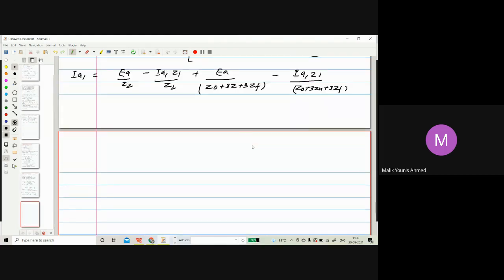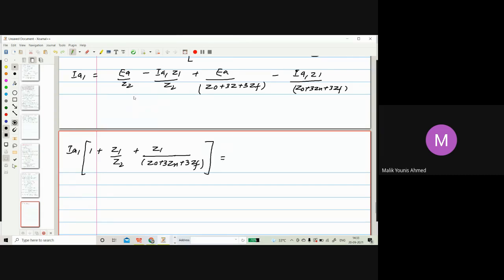Now you can see I'm trying to get IA1 common. That's the objective here. We'll take all the IA1 terms on the left hand side. So IA1 we'll try to get common. Here it is bracket. This one will be 1. This term here will be plus Z1 by Z2. This term here will be plus Z1 divided by Z0 plus 3Zn plus 3Zf. So this is the term we'll be getting on the left hand side.